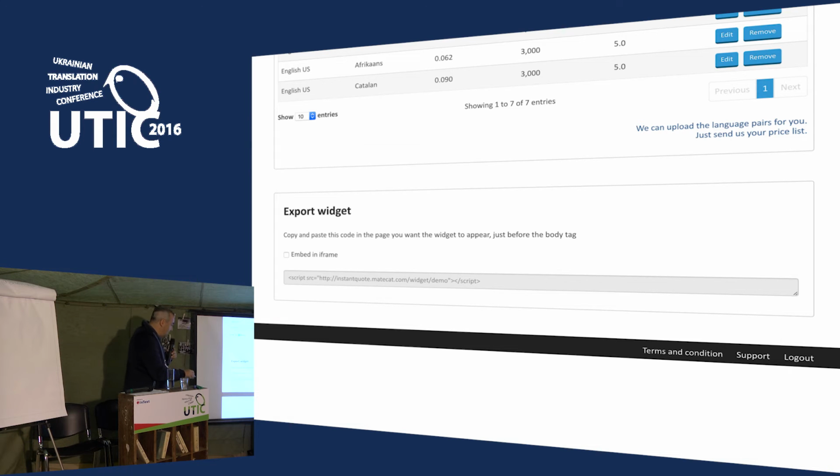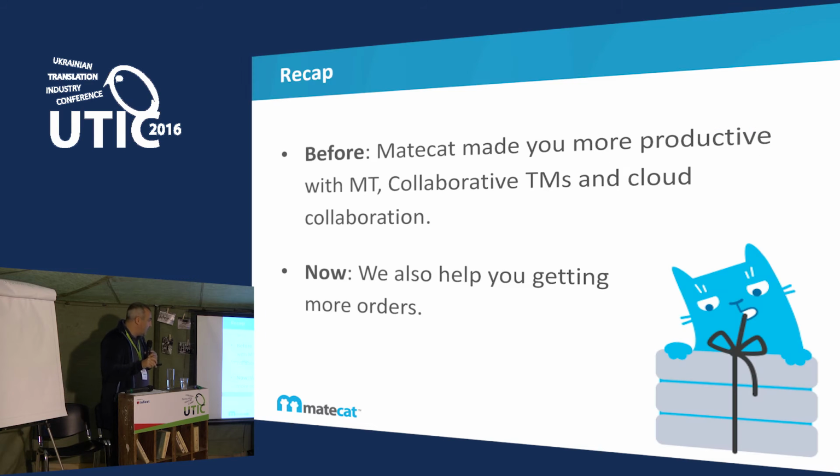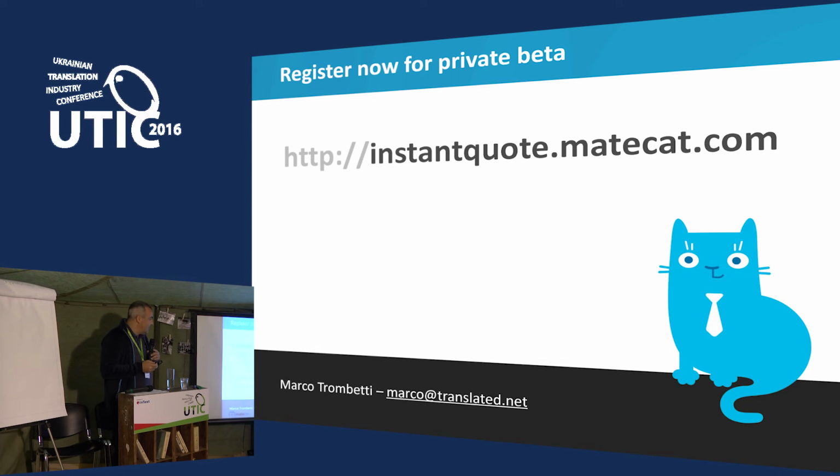Once you fill in this information, you don't see it here, but this is the HTML code that you will have to put in your profile or your website. This will generate the link called Get Quote. So to make it short, in the past years we worked to create MateCat as a CAT tool that makes you more productive. Today, we're starting to help you get more orders. If you want to try it out, it's here, instantquote.matecat.com. And I think I'm done.